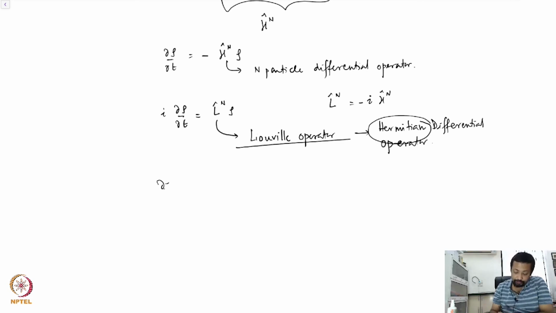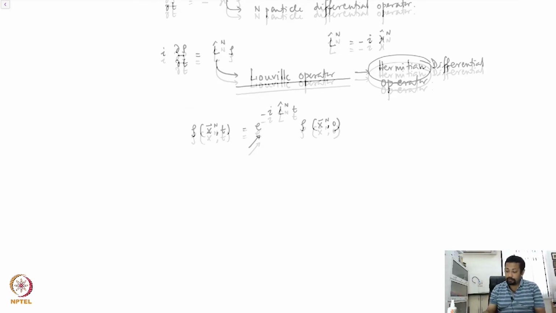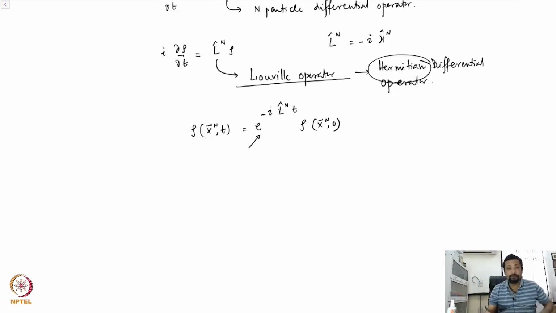I want to write down the solution to this differential equation, so that rho of xn, t is e to the power minus i L hat n t times rho of xn, 0. So given the initial probability density, I can know the probability density at later times by operating with this quantity, e to the power minus i L hat n t, on the initial probability density.